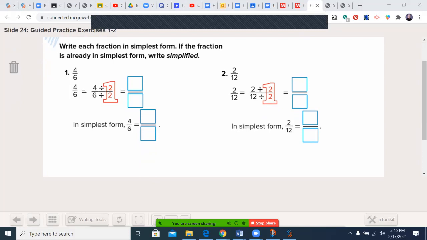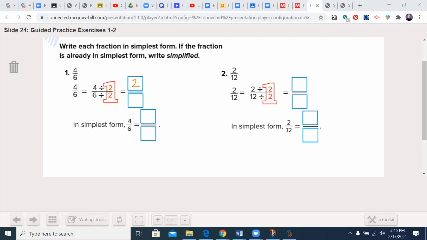4/6. 4 is 1, 2, and 4. 6 is 1, 2, 3, and 6. So I divide top and bottom by 2. 4 divided by 2 is 2. 6 divided by 2 is, you're right, 3. So this becomes my simplest form. So 4/6 and 2/3 is the same.